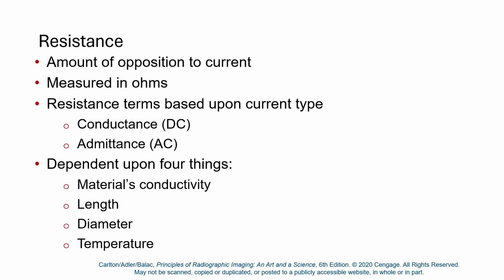Now, yeah, there are two different names, but I'm not going to quiz you on that. You're not going to find that in the registry, in the credentialing exam. I passed my registry without knowing this. I only learned this when I read this book. Okay? So in DC, it's called conductance, and in AC, it's called admittance. Yeah, okay. We'll just call it resistance. Okay?